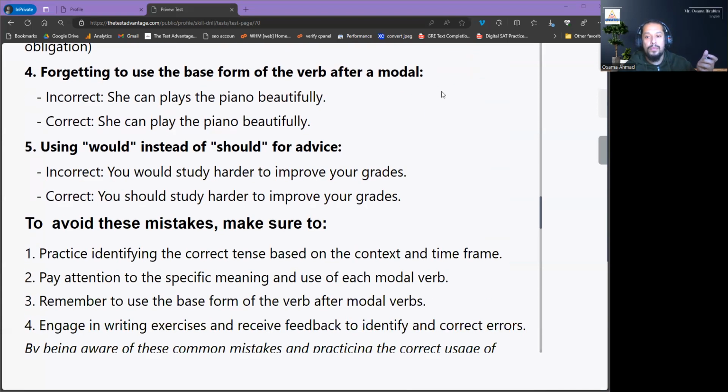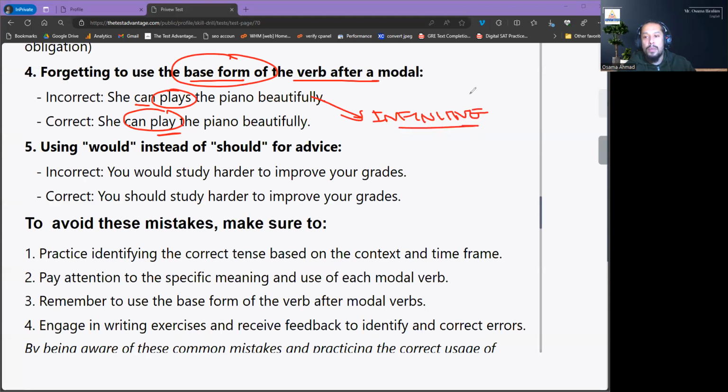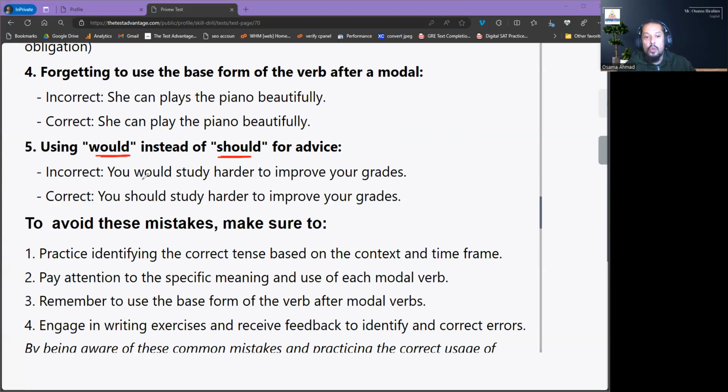Number four, forgetting to use the base form of the verb after the modal. So for example, she can plays. No, you have to say she can play. The base form is the infinitive form, okay? Using would instead of should for advice. You would study harder to improve your grades. No, would is a past condition. You should study. Should is used for recommendations, okay?